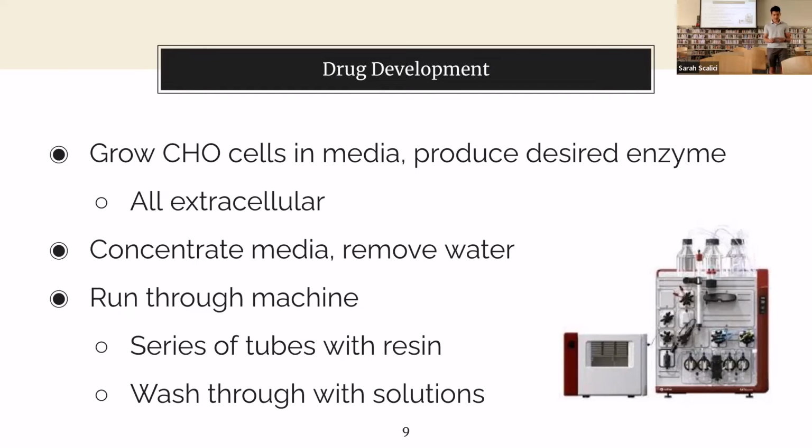We run the media through a machine with a series of tubes coated in resin. The resin is specifically designed so that the enzyme attaches to it. We then run a series of strong acids and bases through the tubes to wash everything out. Our final step is to use an elution buffer to detach the protein from the resin. We end up with a fairly concentrated drug that we could use on the mice.